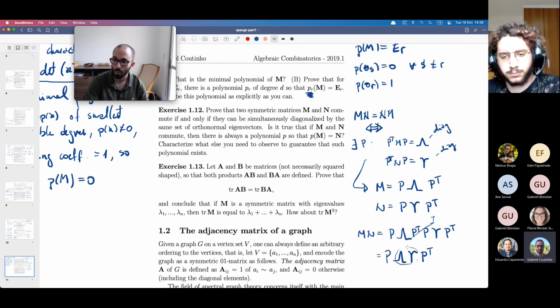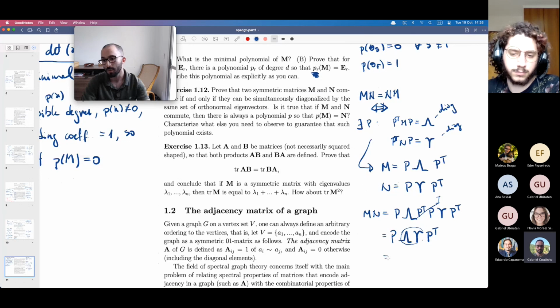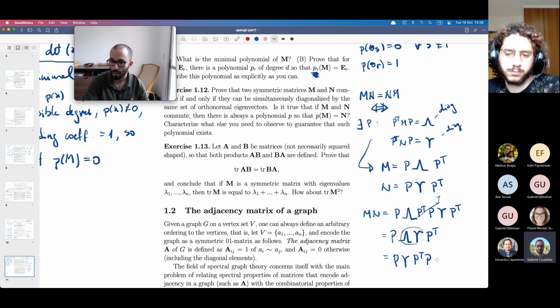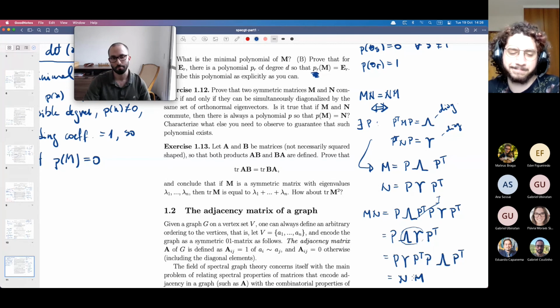These things are diagonal matrices. Diagonal matrices always commute. So this is P gamma, and then I can put this thing back in the middle: P gamma lambda P transpose, and this is NM. So one direction is very easy. The other is an exercise for you guys.